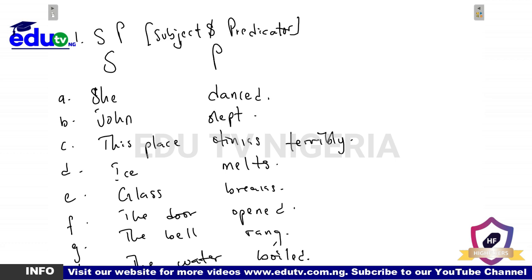Another feature of the optional adverbial is that it is mobile. One feature you should note about all adverbials is that all adverbials are mobile. So "terribly" here is an optional adverbial. If I also say something like "glass breaks easily", do you get it? So "easily" also is an optional adverbial. We don't need it in this sentence for the sentence to be complete.